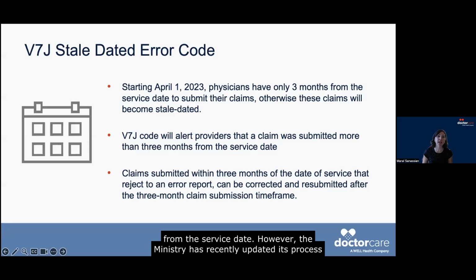However, the ministry has recently updated its process for reviewing stale dated claims to allow claims submitted within 3 months of the date of service that reject to an error report to be corrected and resubmitted after the 3-month claim submission timeframe. In such cases, the provider must submit the supporting documentation, including a copy of their error report and claim identifying data, to demonstrate that the original claim was submitted within 3 months. Claims should be resubmitted as soon as possible after the rejection date to ensure payment of eligible claims.